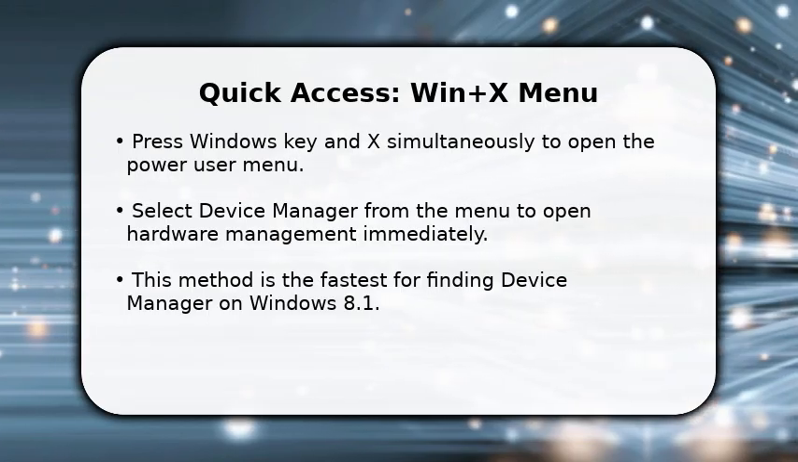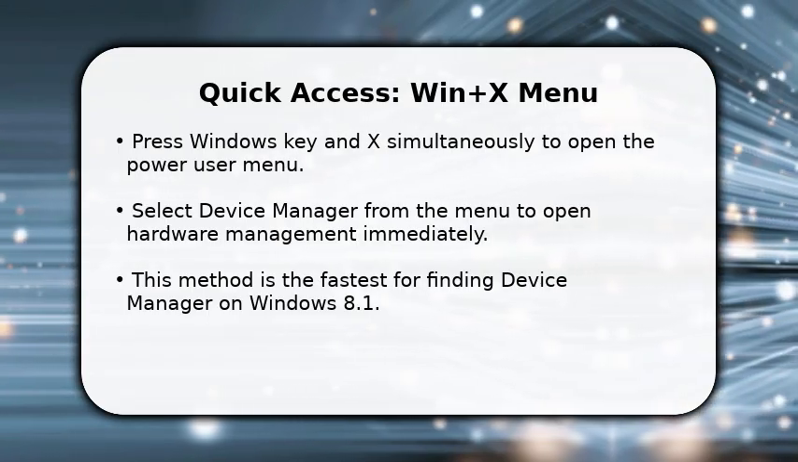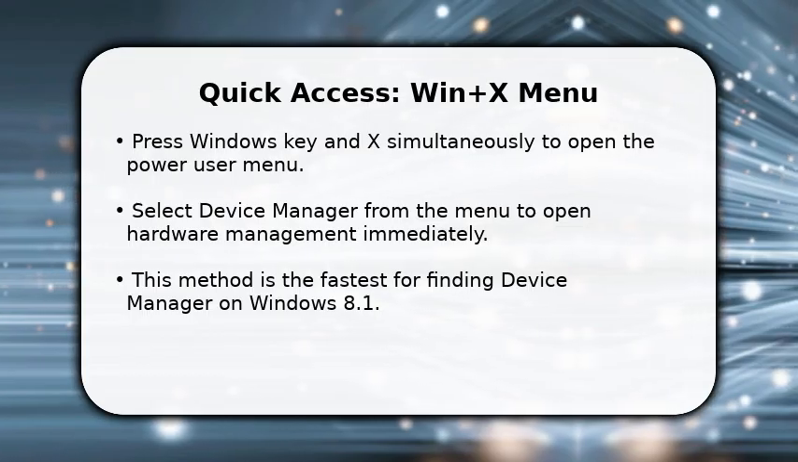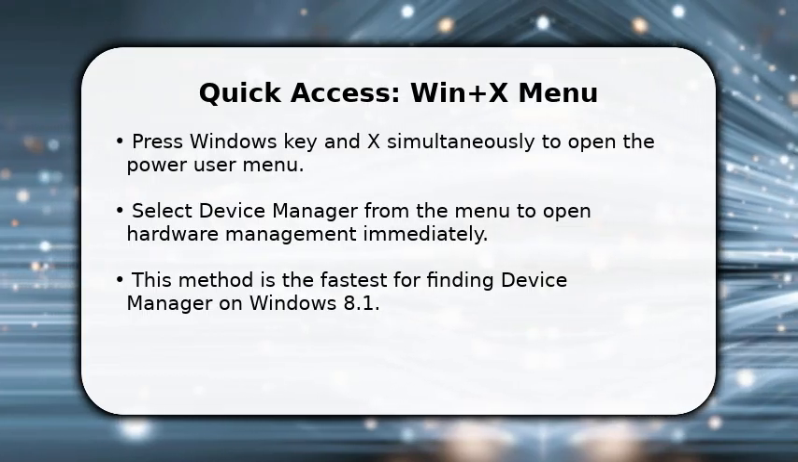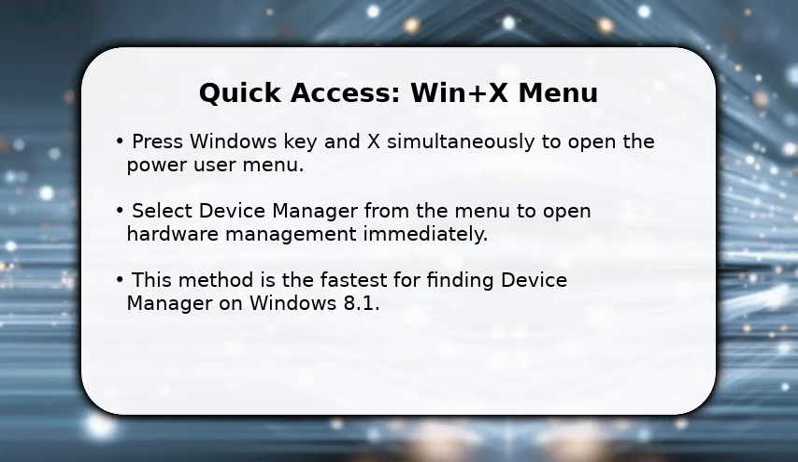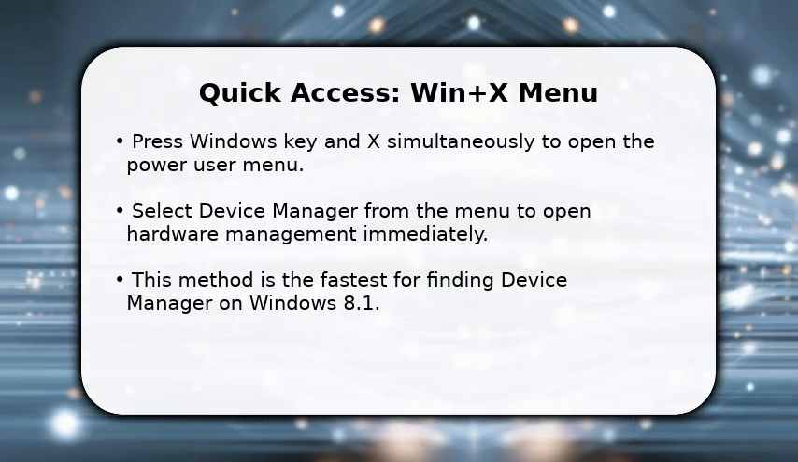If your keyboard lacks a Windows key, use the touchscreen to open the bottom left corner. This method works fastest in Windows 8.1 and reduces extra navigation steps every time you need drivers.